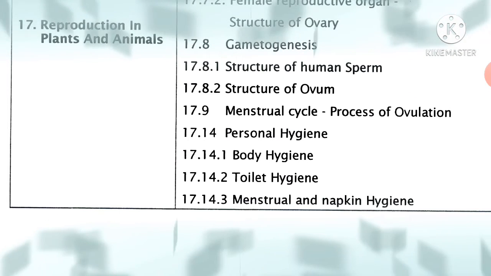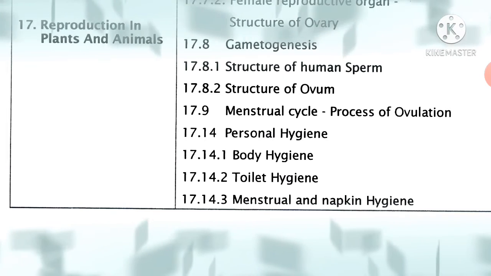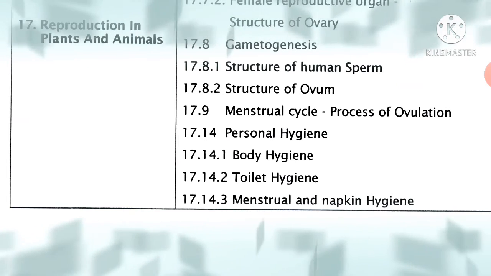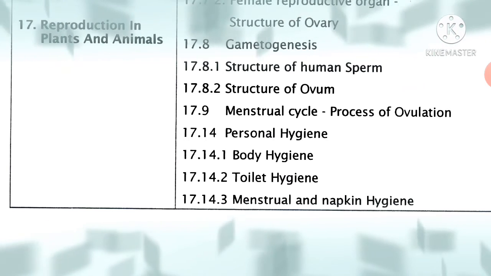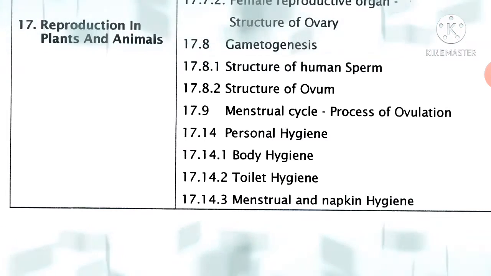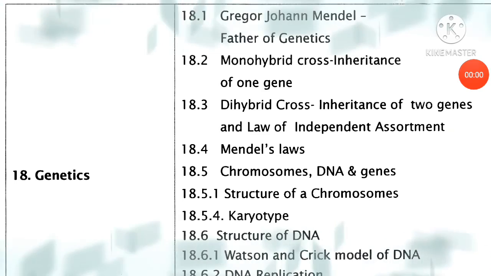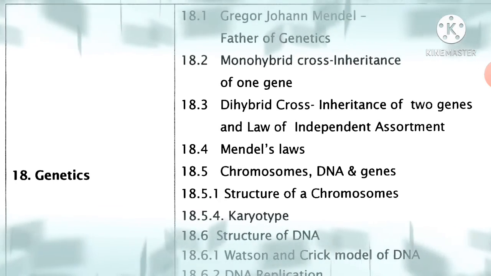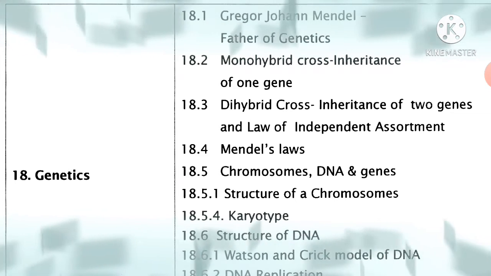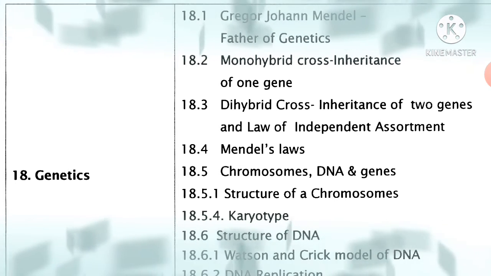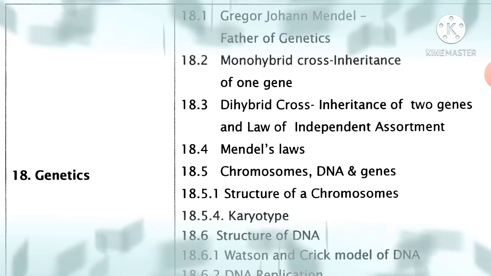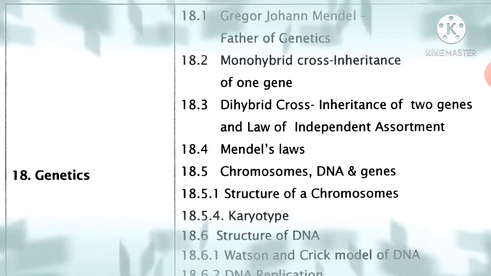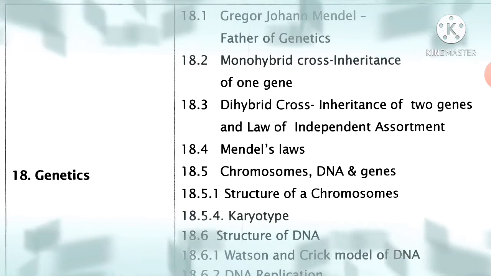17.14 Personal hygiene. 17.14.1 Body hygiene. 17.14.2 Toilet hygiene. 17.14.3 Menstrual and napkin hygiene. Unit 18 Genetics. 18.1 Gregor Johann Mendel, father of genetics. 18.2 Monohybrid cross, inheritance of one gene. 18.3 Dihybrid cross, inheritance of two genes and law of independent assortment.